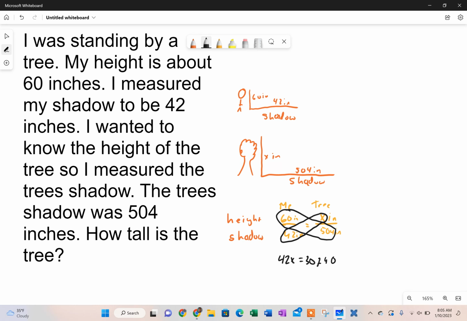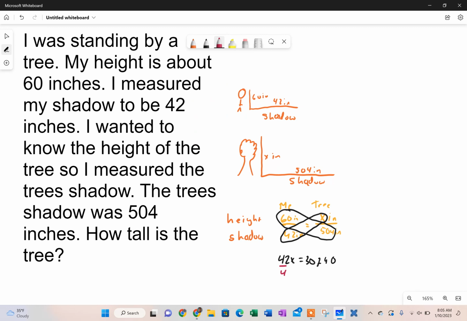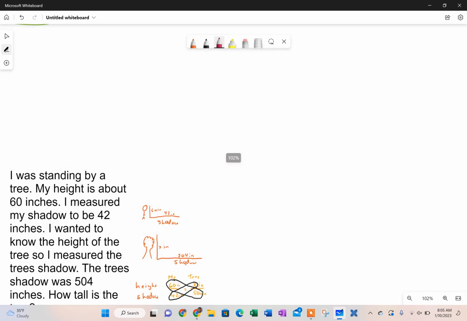And then we are going to divide by 42. And when I do that, I get x equals 720 inches. And that's it. 720 times 42. Okay, great. So now those are two quick examples of how to do this.